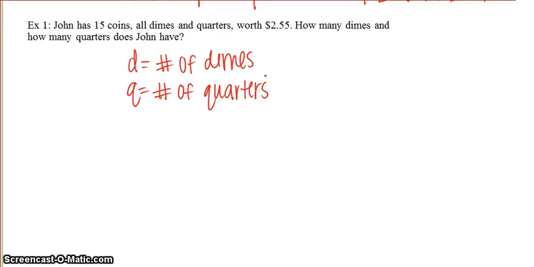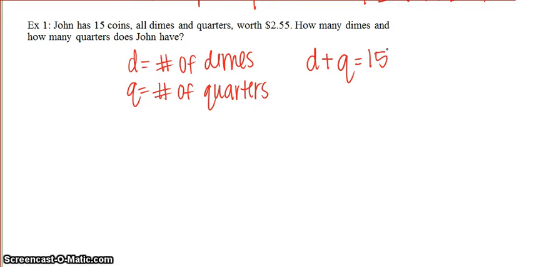Well, let's see what it first says. He has 15 coins, all dimes and quarters. So how many coins does he have total? 15. So you're going to add the number of dimes plus the number of quarters. So we know D is the number of dimes and Q is the number of quarters. So we're going to say D plus Q equals 15. Simple enough.